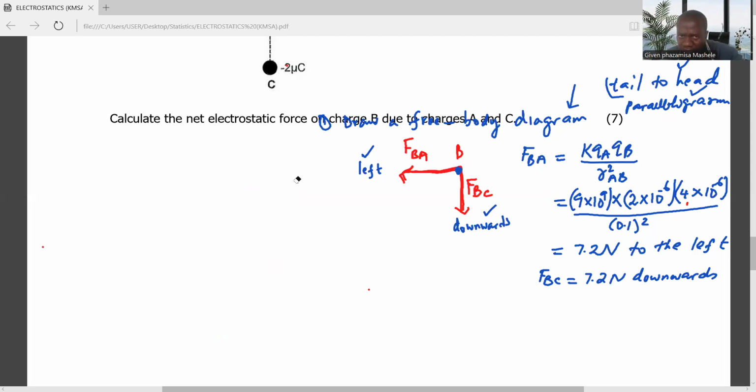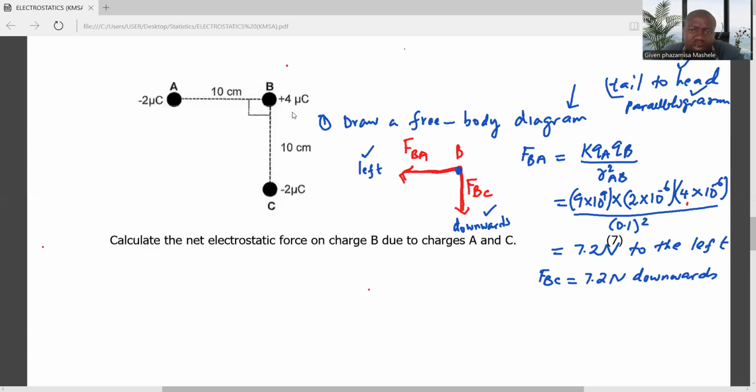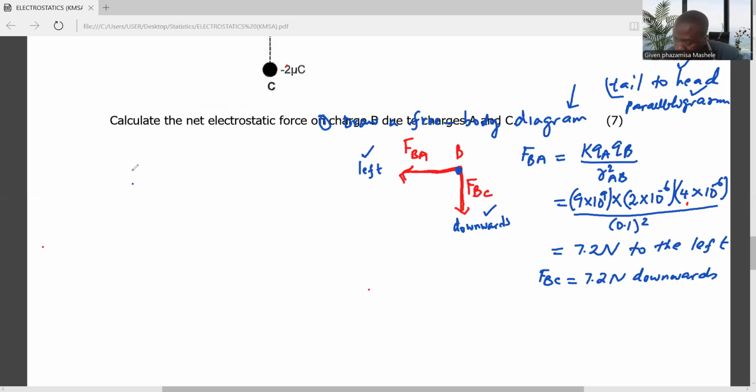Distance is the same, right? 10, 10. Okay, I want to be sure, guys. I want to be sure. Okay, then now, okay, now let's do this.